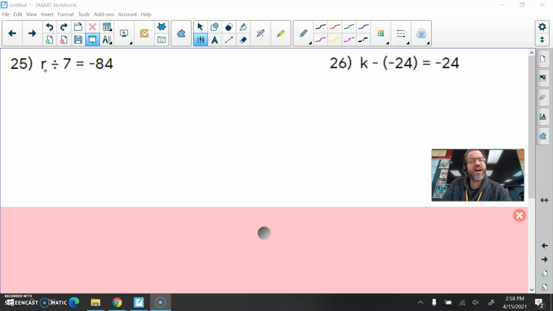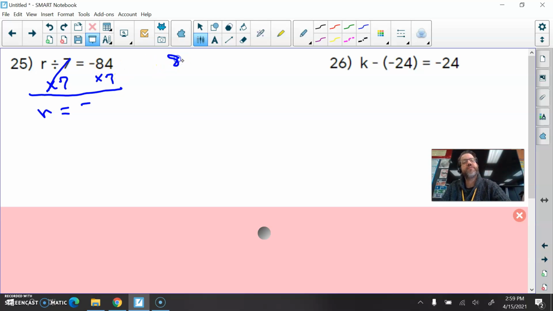What's the inverse operation of division? It's multiplying, isn't it? So to get rid of dividing by 7, we can undo that by multiplying by 7. But if I do that here, that's gone. I also need to do that here. Whatever you do on one side, you must do on the other side of the equation. And then R equals, now I just have to multiply these together. Negative times positive will be negative. So now I have to just multiply 84 by 7.